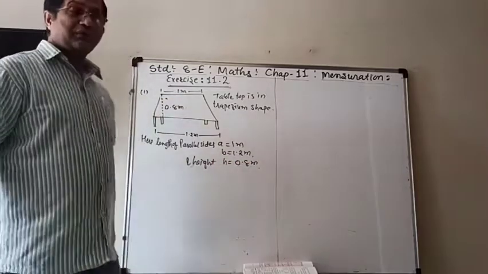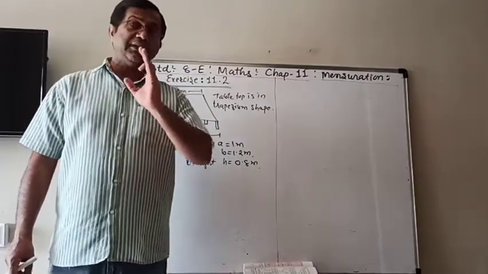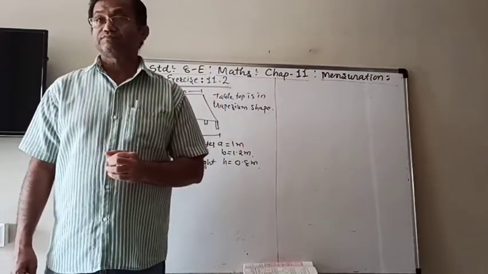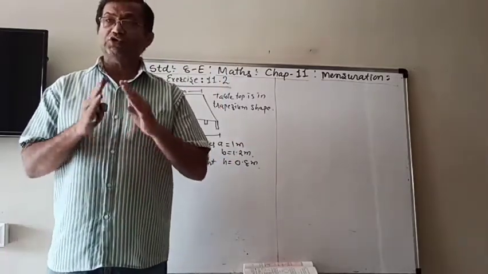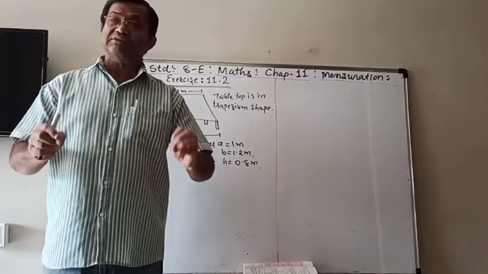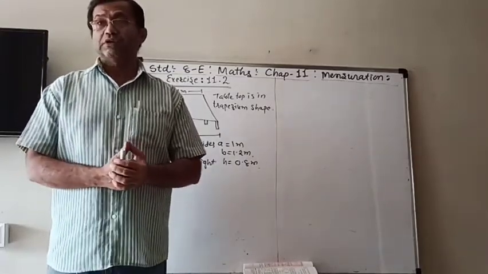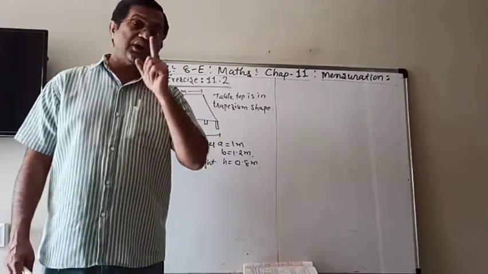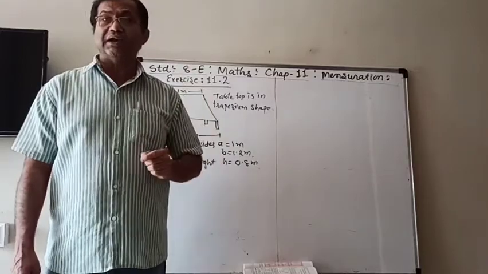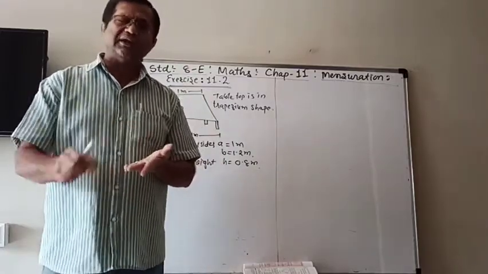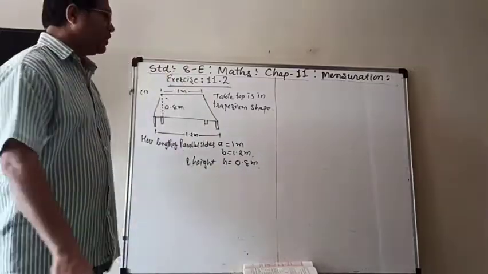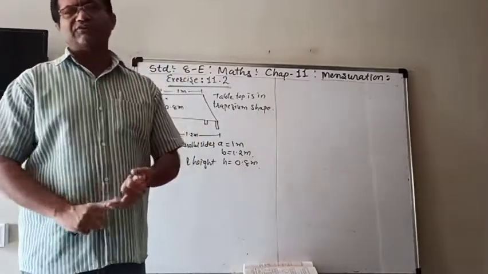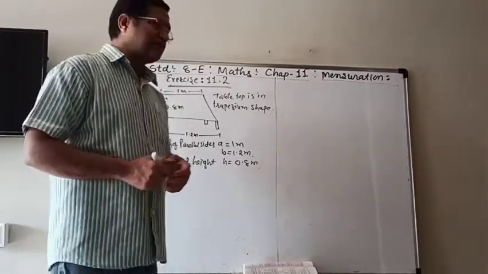Now we learned the formula, and let me remind you again, this chapter is formula based. It means that if you don't know the formula, you can't even start the sum. If you don't remember the formula, that will be a big problem. So you have to keep all these formulas in your mind. Write them down many times, or you can just read them: area of trapezium is equal to half into h into bracket sum of parallel sides.